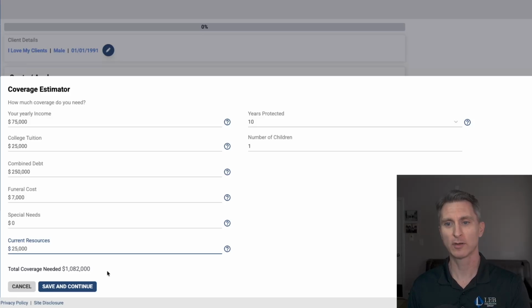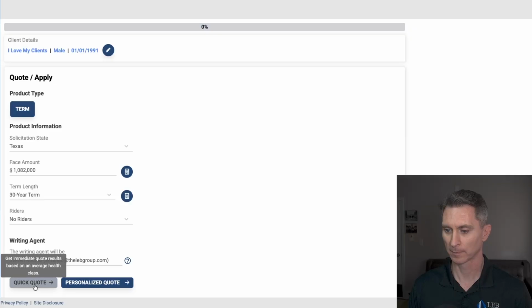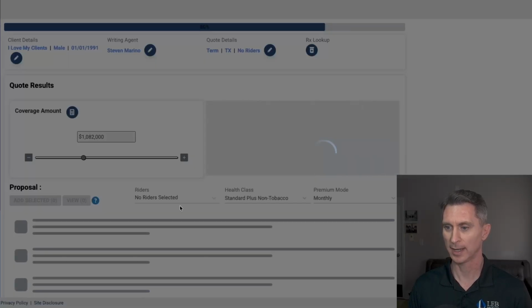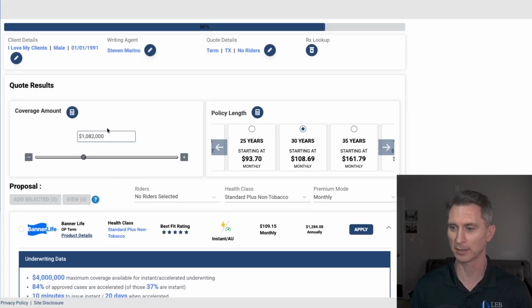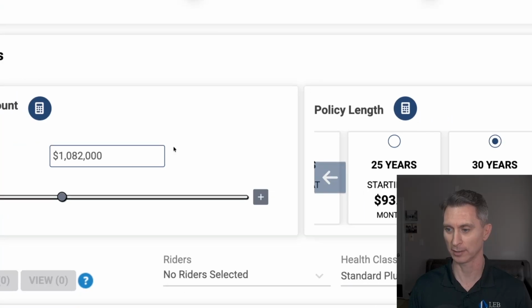So once we go through all that, we're going to actually land on a number that actually makes sense for you, not just a guess. So now I'm going to hit save and continue. And now here on this screen, you see the coverage amount, be that number that we saw there on the calculator.